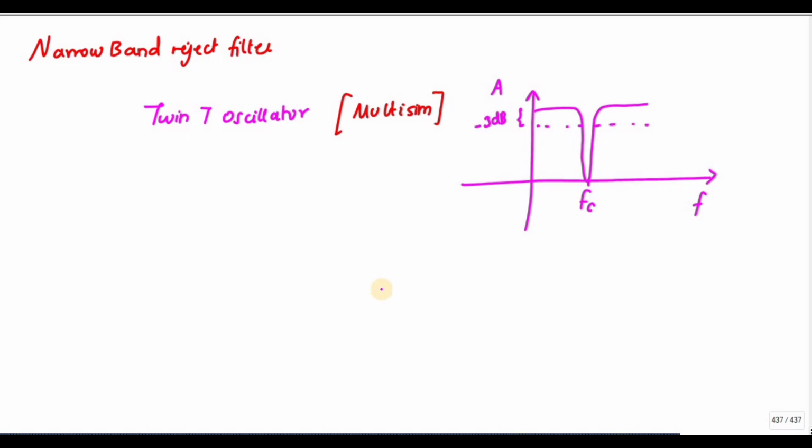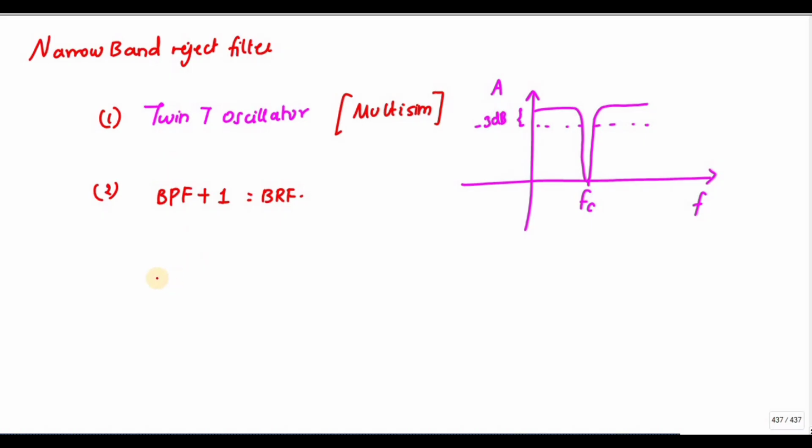With this you can design it, or else you can design it another way. If you add the band pass filter with 1, you will get the band reject filter. In this way also you can design a narrow band reject filter.